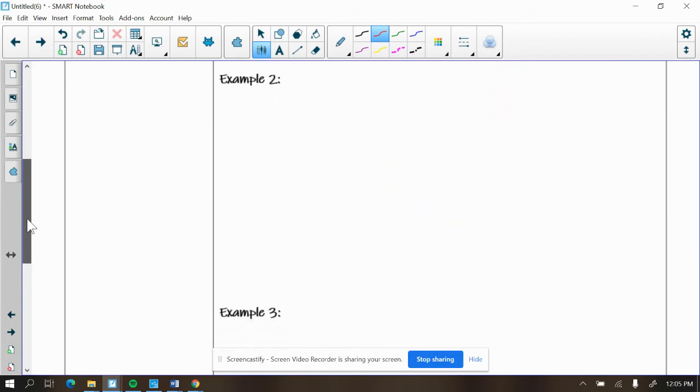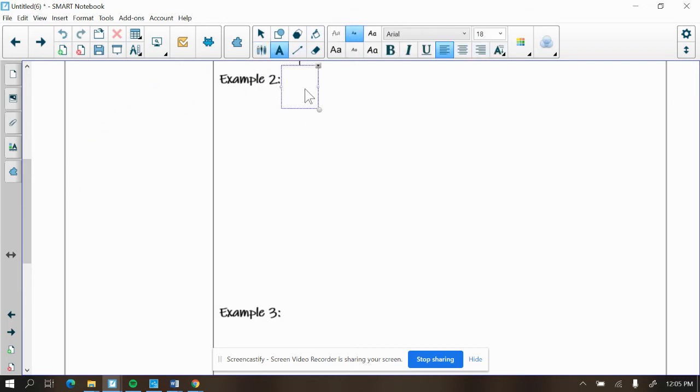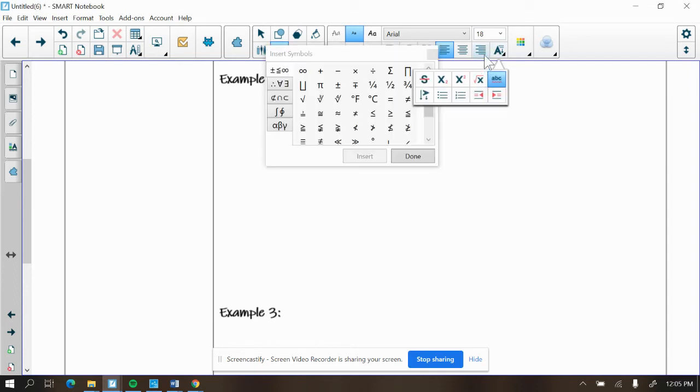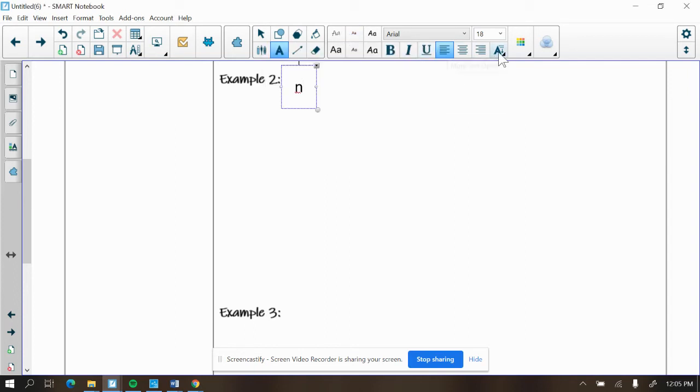If we go to the next example, now remember, you can pause these at any time. Our next example will be n squared minus 6n plus 8 equals 0. Okay, so let's go ahead and solve this.